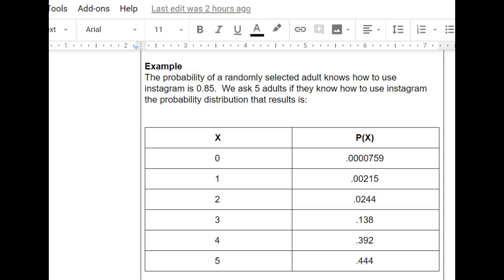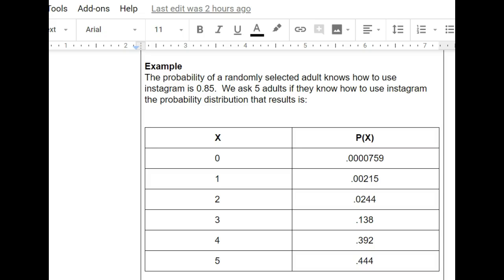So what we should expect to have happen is that the probability that none of them know how to use Instagram is really, really tiny, right? It's less than 1%. That only one would know how to use Instagram is like 0.2%. That only 2 know is like 2.4%. That only 3 know is 13.8%. That only 4 is 39.2%, and 5 is 44.4%. So the question is, where are these numbers coming from, and how can I get them?